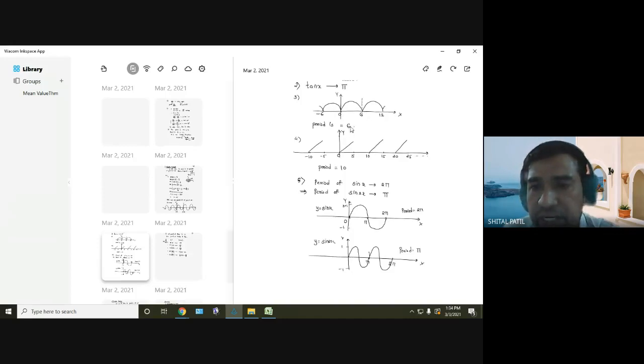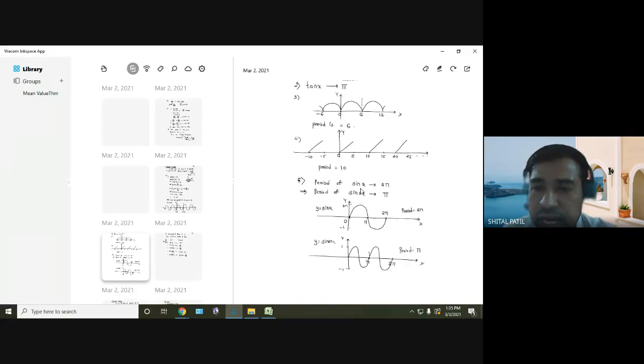In this case, the period is 6. The part of the function from 0 to 6 is repeated again and again. Then for example number 4, the part of the function from 0 to 10 is repeated. From 0 to 5, there is a straight line, and then from 5 to 10, there is no value of the function. So the period is 10.